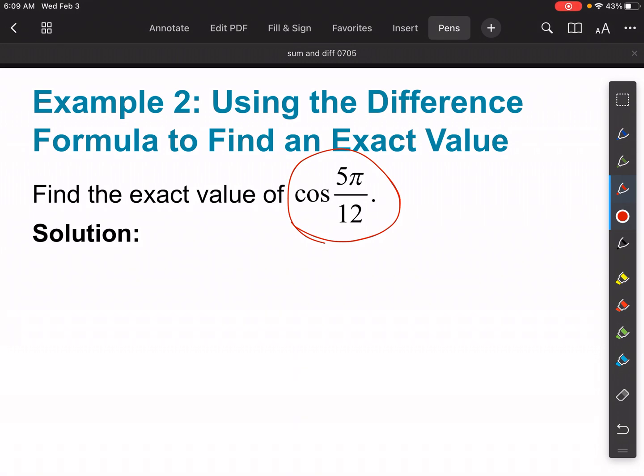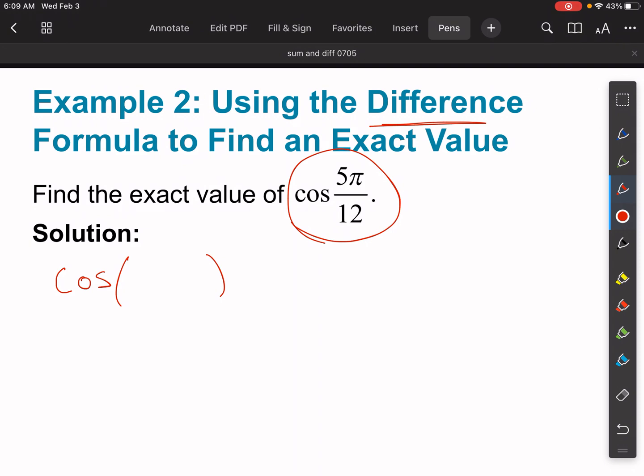Example 2 says, using the difference formula now, find an exact value of the cosine of 5 pi over 12. So they want us to use a difference formula. Just a reminder that the cosine difference formula would be the exact same thing. Let's break this into two pieces that are easy, the easiest pieces for 12ths.